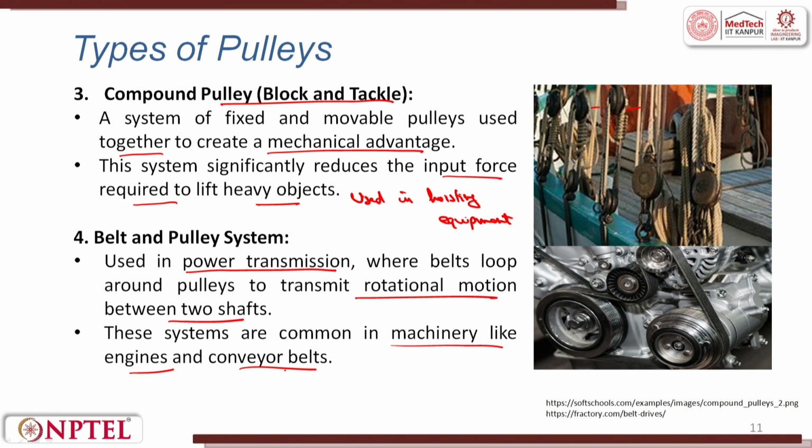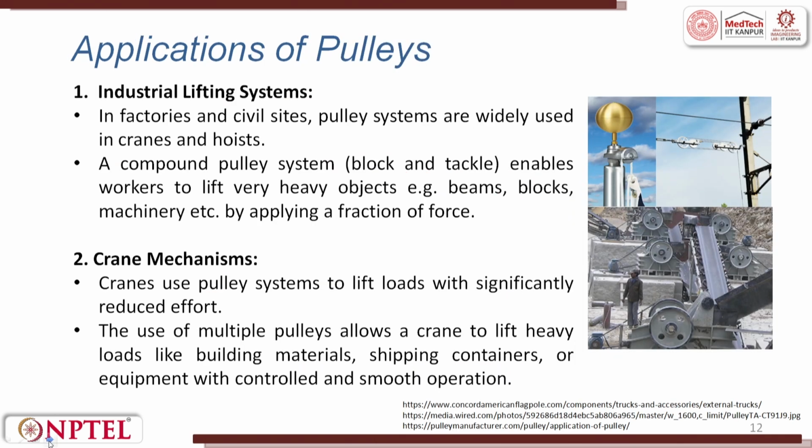What are the applications of using a pulley? Industrial lifting systems. In factories and civil sites, pulley systems are widely used in cranes and hoists. A compound pulley system, that is block and tackle, enables workers to lift very heavy objects, for example, beams, blocks, machinery, etc., by applying a fraction of force.